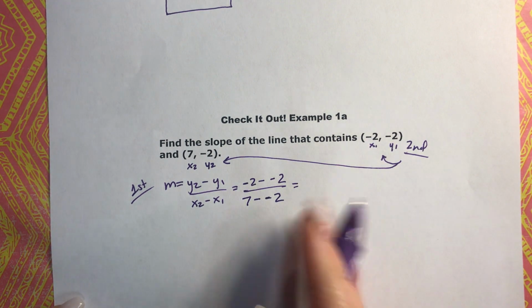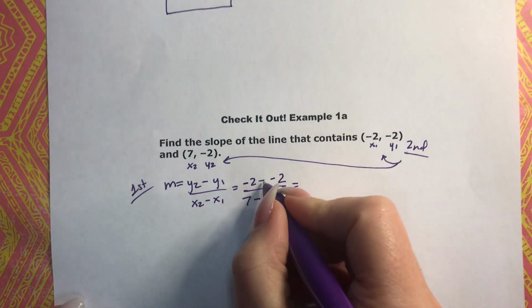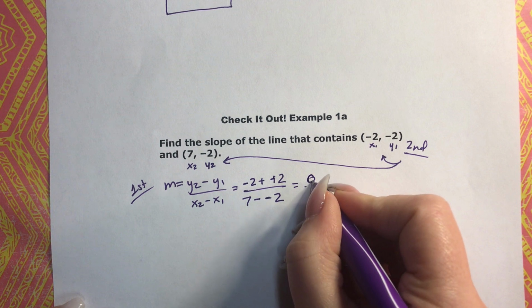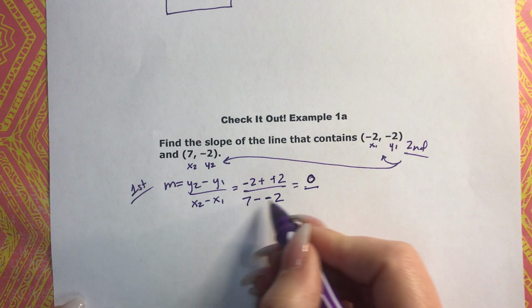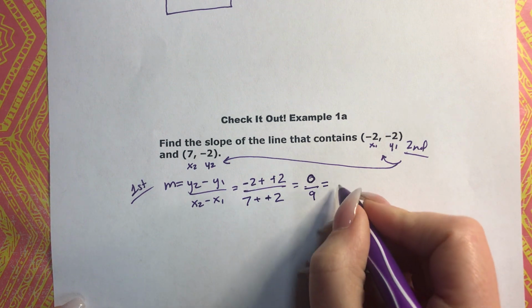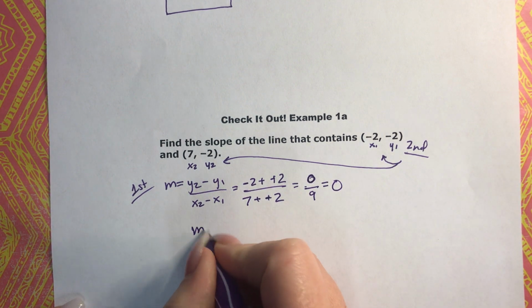Okay, so then we just need to do this math. So we have those two negatives right there. That ends up being a positive. Negative 2 plus 2 is 0. Over those two negatives end up being positive. 7 plus 2 is 9. 0 over 9 is just 0. So that means our slope equals 0.